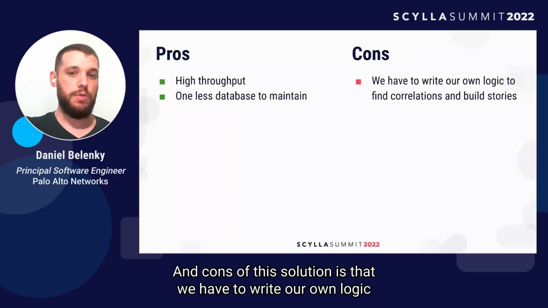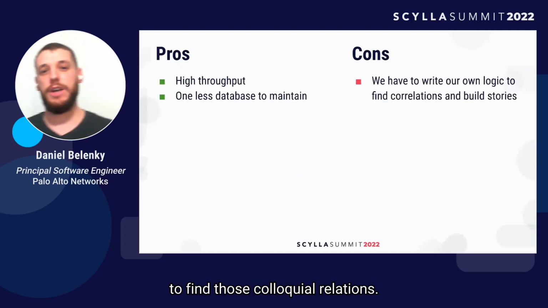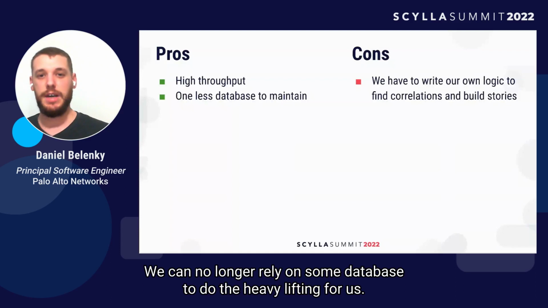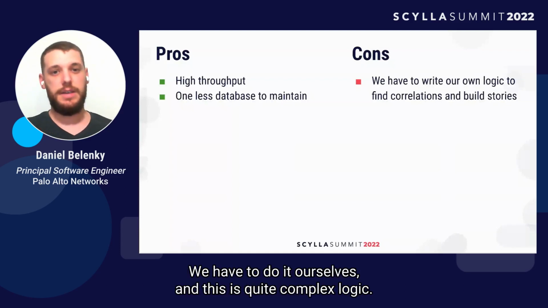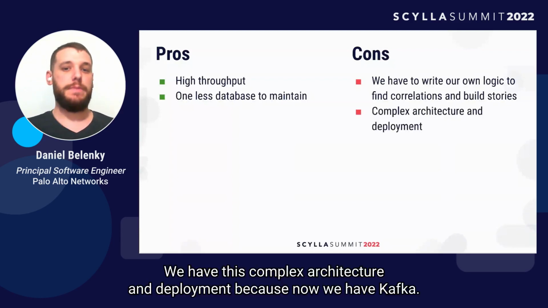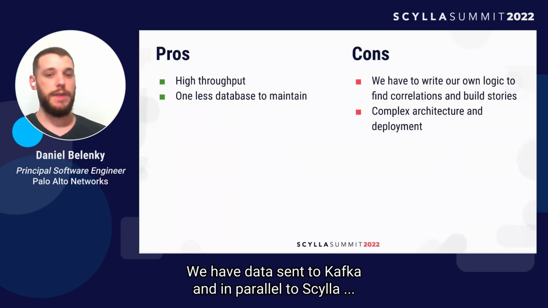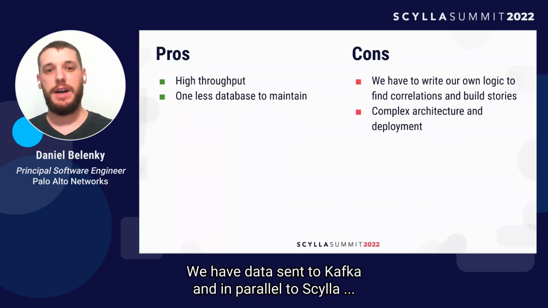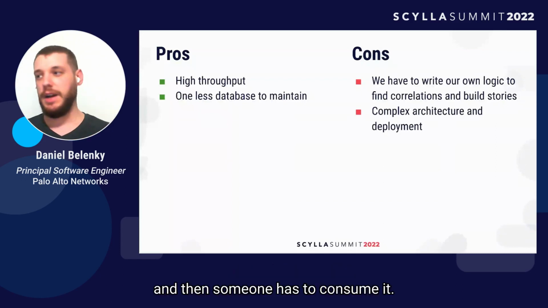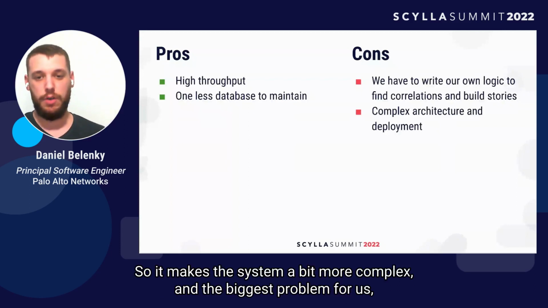And cons of this solution is that we have to write our own logic to find those correlations. We can no longer rely on some database to do the heavy lifting for us. We have to do it ourselves. And this is quite complex logic. We have this complex architecture and deployment because now we have Kafka, we have data sent to Scylla and in parallel, you send the keys to Kafka and then someone has to consume it. So it makes the system a bit more complex.